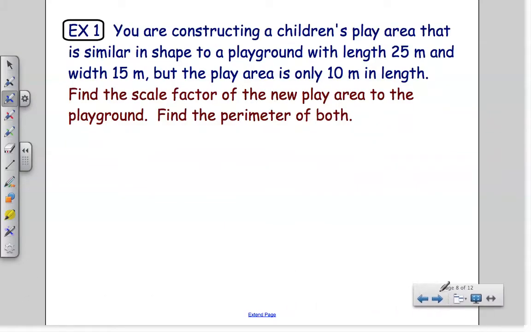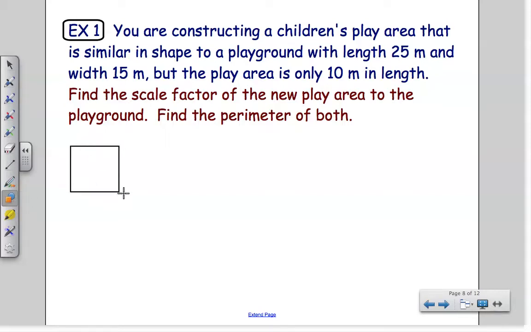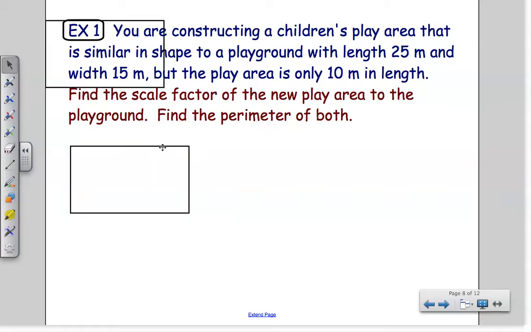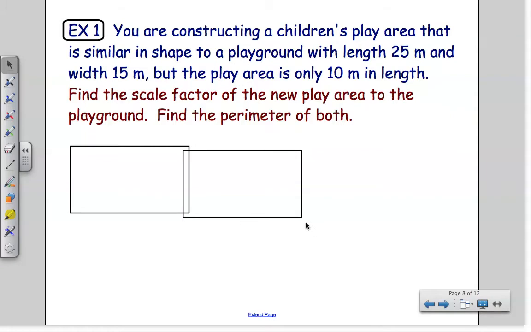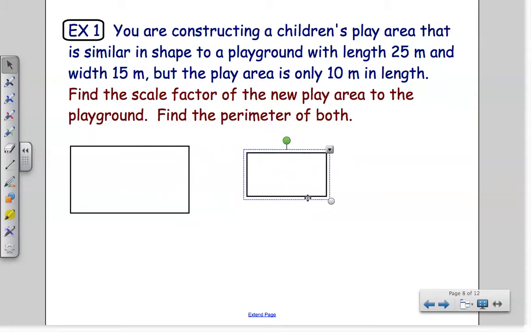Let's use that in an example here. You are constructing a children's play area that is similar in shape to a playground with length 25 meters and width 15 meters, but the play area is only 10 meters in length. I'm just going to put some rectangles here because I'm assuming it looks like we've got a rectangle. Now, if I copy and paste this and then grab that corner and make it smaller, I know these are similar. That's a way I can go about that.